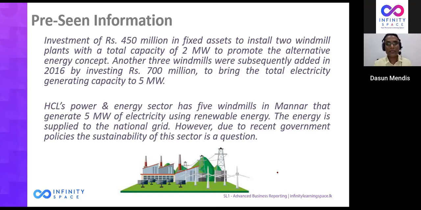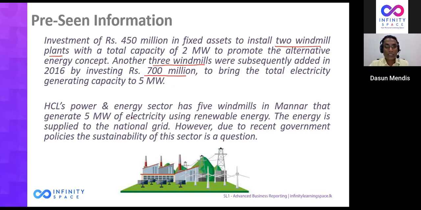In the question, it was mentioned that this company invests in 5 power plants, right? Initially, 450 million is invested in 2 windmill plants, and thereafter they invested in another 3 windmill plants, subsequently added in 2016 by investing another 700 million. Now, altogether, they have 5 windmill plants.